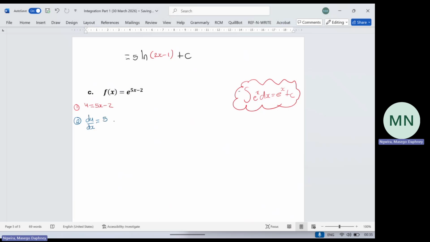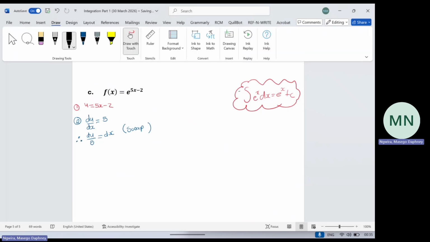And then if this is 5, then now we solve. Therefore, 5 and dx change places. So we're going to have du over 5 is equal to dx. I am going to write it here and say we swap. That's it. It will always work. Don't think that it's not going to work. It's always going to work. Then now I have my dx, so I can go to step number 3 of integrating.